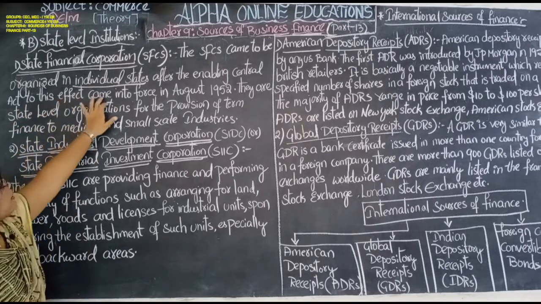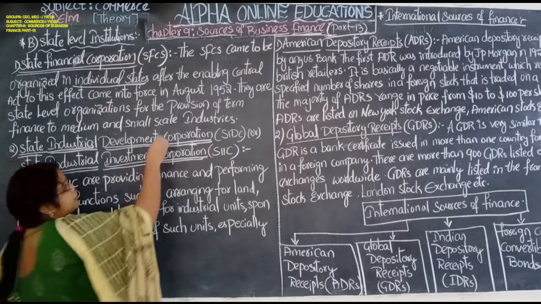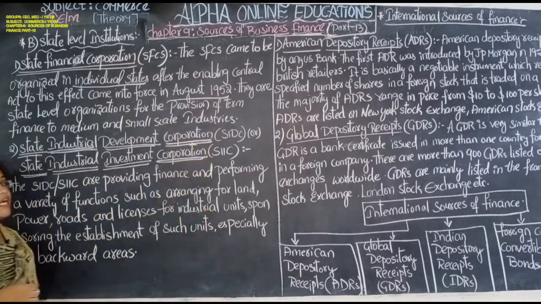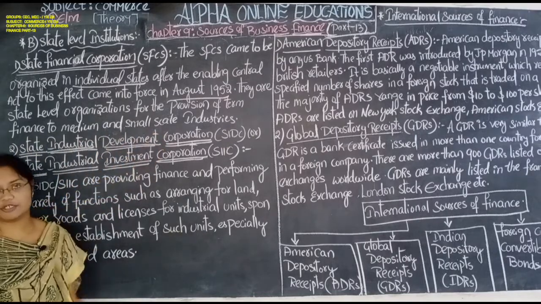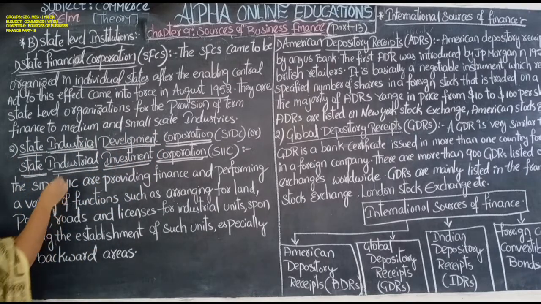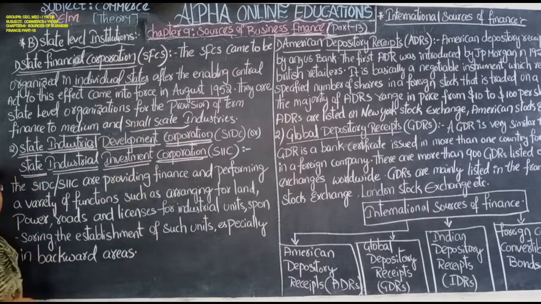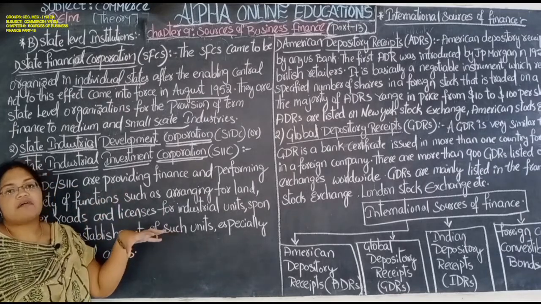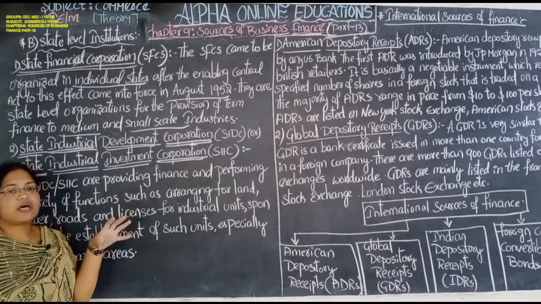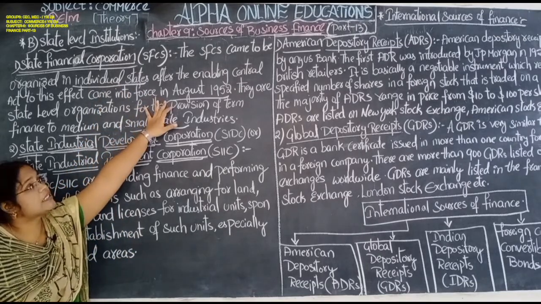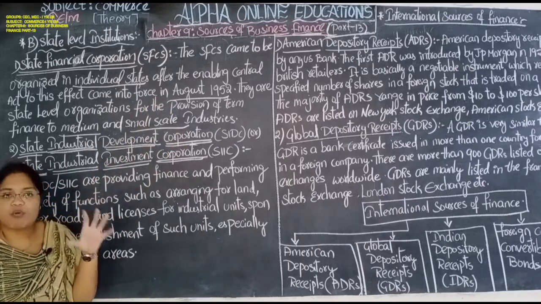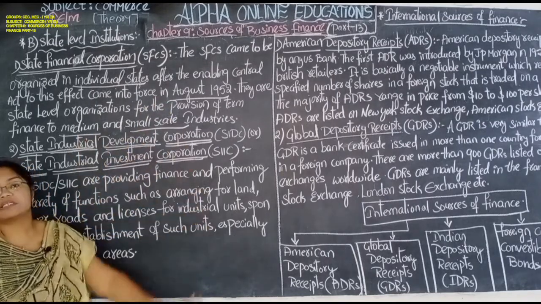To this effect the act came into force in August 1952. So it started from August 1952. These are state level organizations for the provision of term finance to medium and small scale industries. State Finance Corporation got the approval from the central government, and after the approval it was started in every individual state. It provides funds for the development of medium and small scale industries.